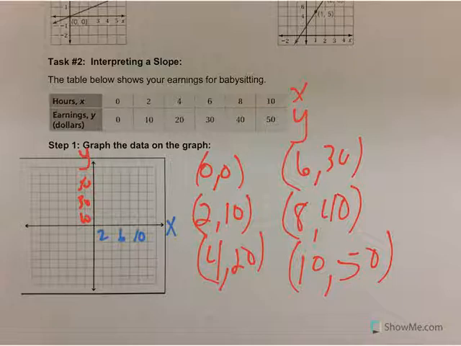And then graph those points. 0, 0 would be right there at the origin. 2, 10 would be right there. 4, 20 be there. And you can just follow your way up. 6, 30, 8, 40, and 10, 50. And then use a straight edge.